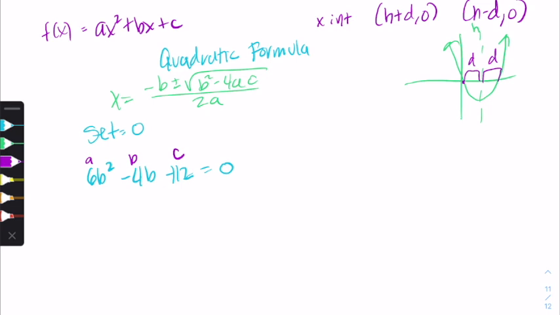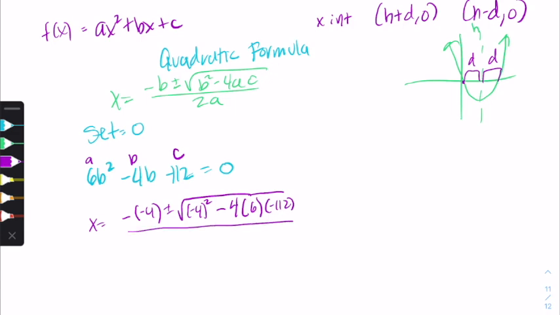Okay? Now, when you find a, b, and c, you take the signs with it. So now we have x equals negative b, but b is negative 4, so that's a negative 4, plus or minus the square root of b squared. B is negative 4 squared. Make sure you're putting parentheses when you have your negatives, minus 4 times a, which is 6, times c, which is negative 112, all over 2 times a, which is 6. Okay? So that's how we plug it in.